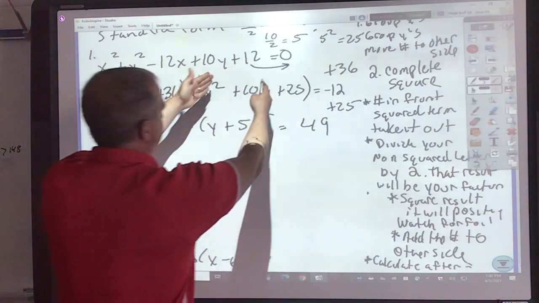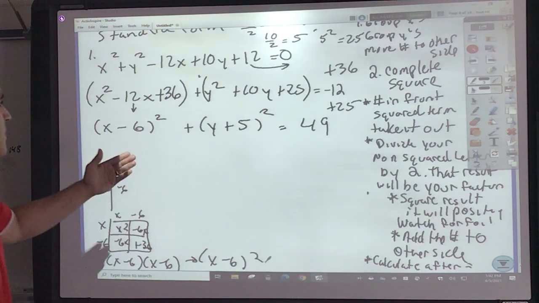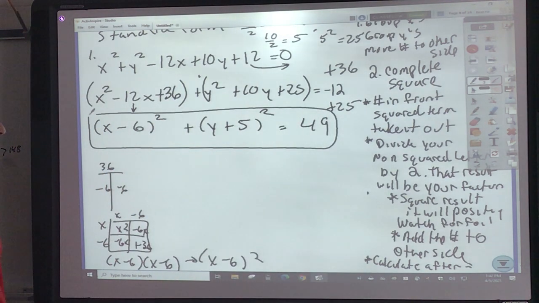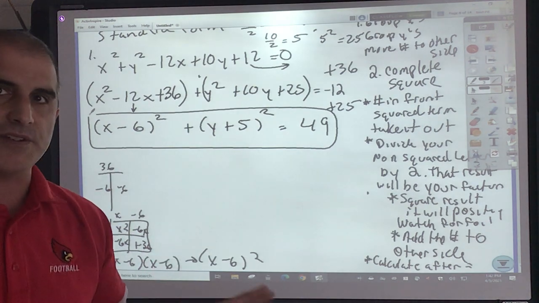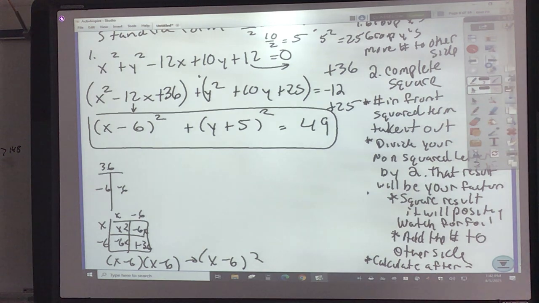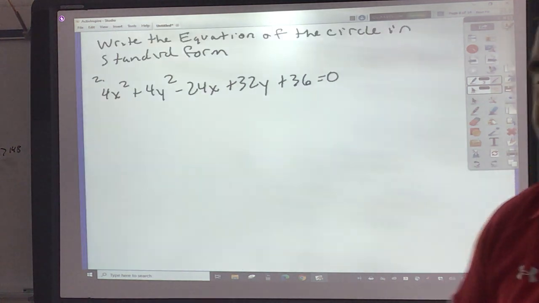The same thing would happen if I did this. It would be 5 and 5. So here is my equation of my circle. We'll talk about if there's a number out in front in a second. We're going to do a couple more together. We're going to do 2 more together.